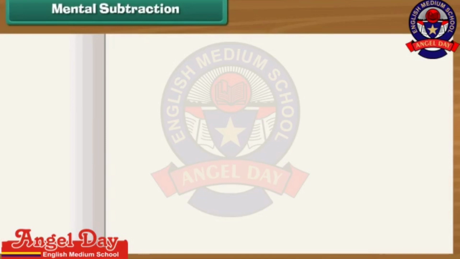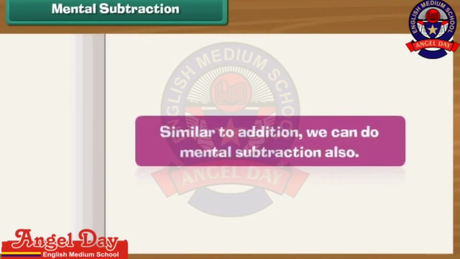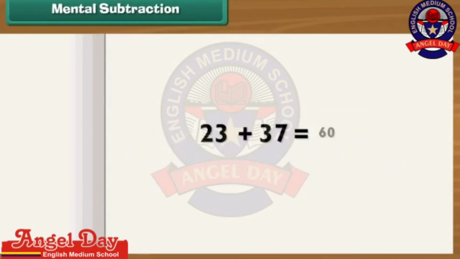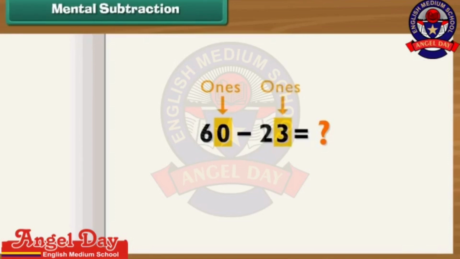Mental subtraction. Similar to addition, we can do mental subtraction also. In addition, we are given two numbers and we have to find their sum. But in subtraction, we are given the sum and we have to find one of the numbers. The ones place of 60 is 0 and the ones place of one of the numbers is 3. So we have to find what should be added to 3 to make it 10. 7 is to be added to 3 to make 10. Thus, the ones place of the second number is 7.